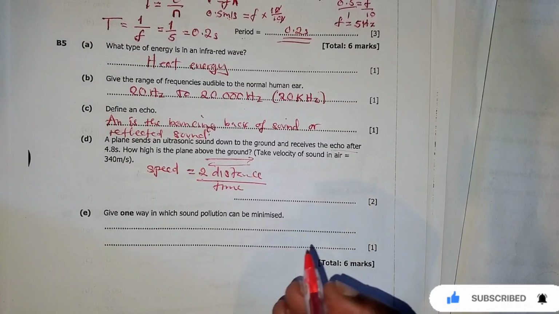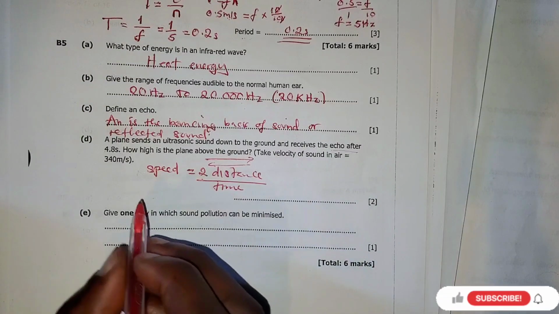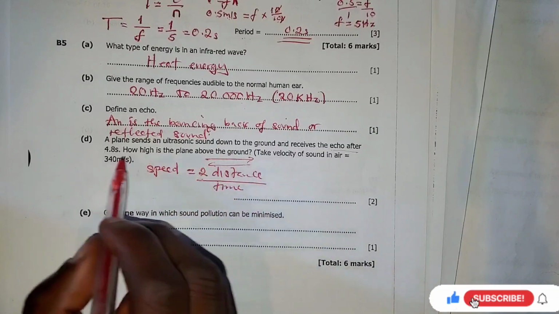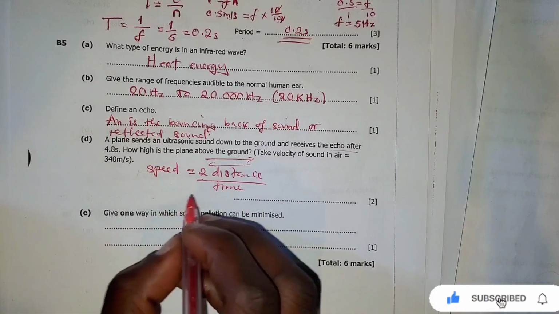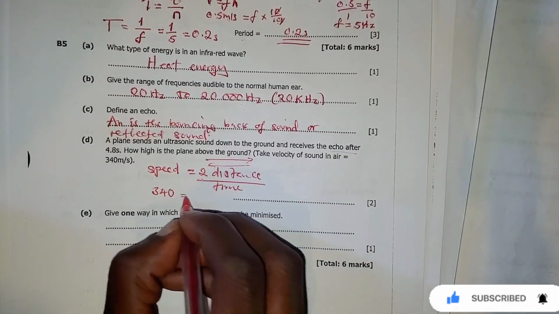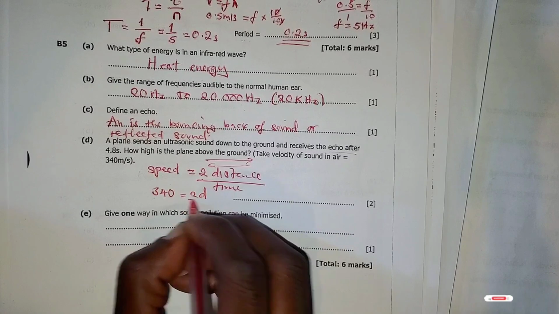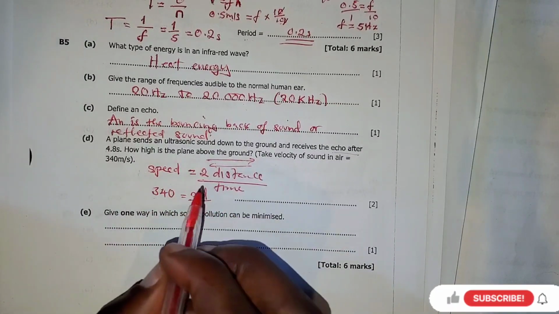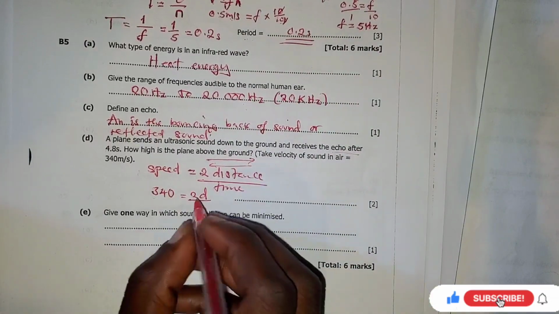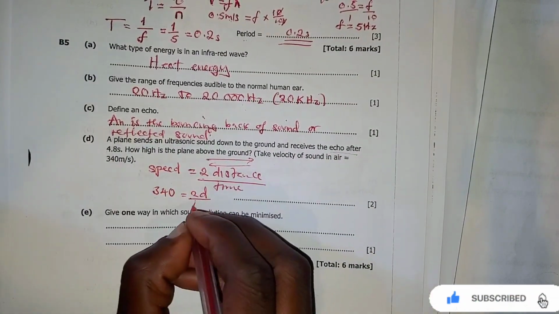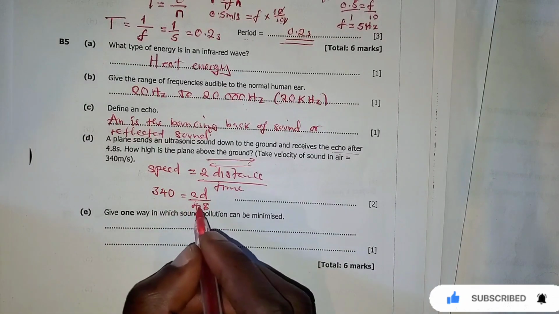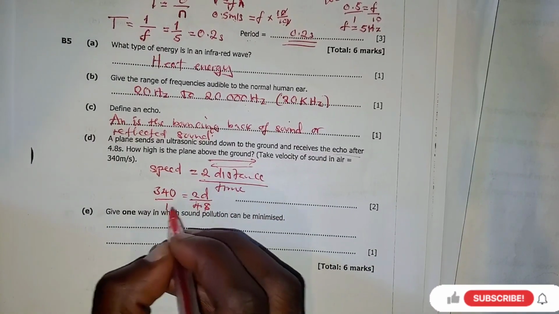Now we are given speed here. So let's substitute what we are given. Speed we are given as 340. 340 is equal to 2 times d for distance, over time taken. The time taken is 4.8 seconds.